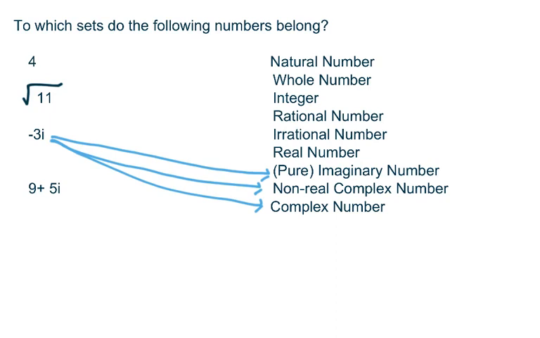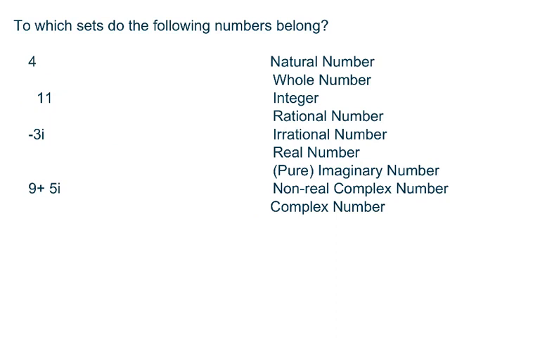And finally, when we look at 9 plus 5i, it is not a natural number, whole number, integer, rational number, irrational, or real number. But it's not purely imaginary because it's got both a real and imaginary part. It is a non-real complex number, and above and beyond that, like every example we've seen, it is a complex number. That's the complex number system.